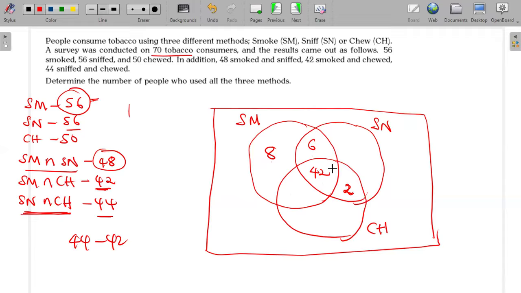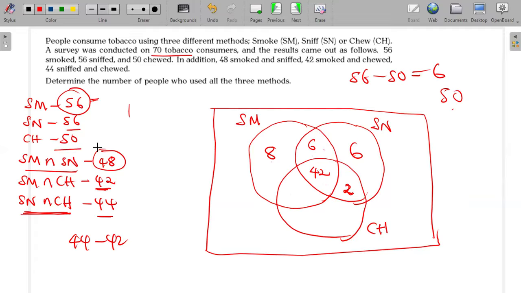And then I go to sniffing. So sniffing, I add the 6 plus the 42, then plus that 2 there, then you get 50. So you add 6, 42, and 2, you get 50. Then I subtract from those that use the method of sniffing, that is the 56. So you get 56 minus 50, which gives us 6. So 6 are the ones that sniffed only. They just used only one method, which is sniffing.